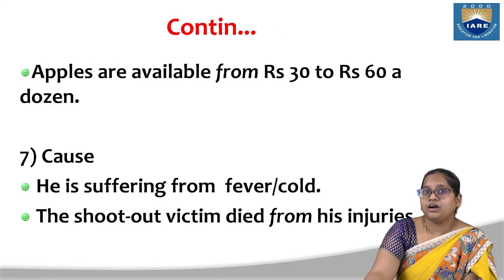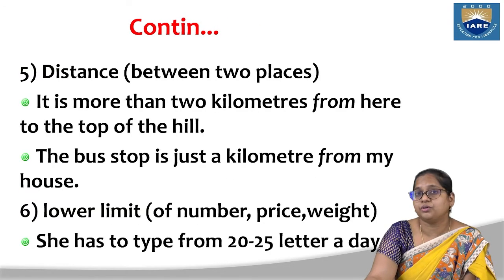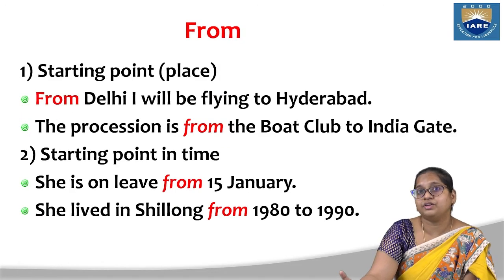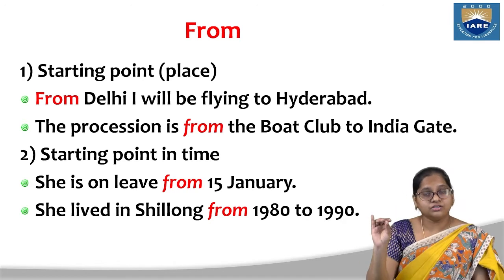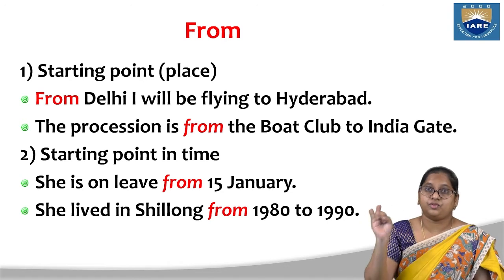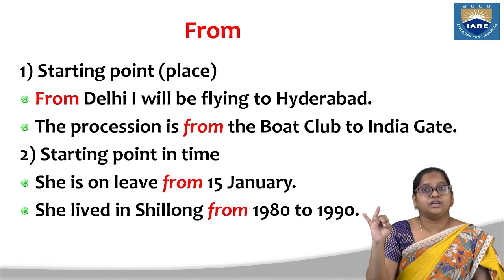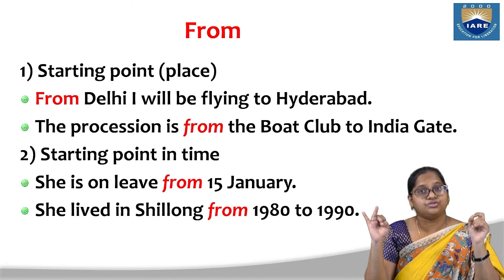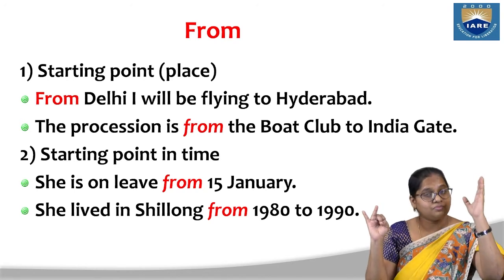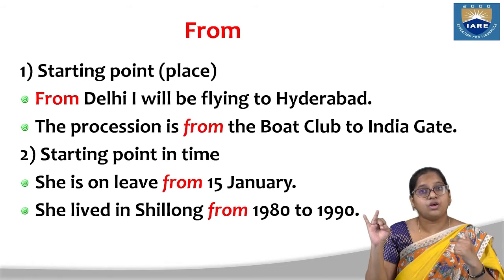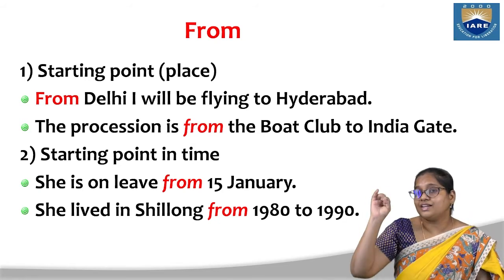Let me once again reiterate the different ways where you can use this preposition. The first context we have seen is when you are talking about the starting place, from this place to that place. The second one is starting point in time, that is when so and so started his or her project from that particular time. She's on leave from. She lived in Shillong from. So that is the second context.